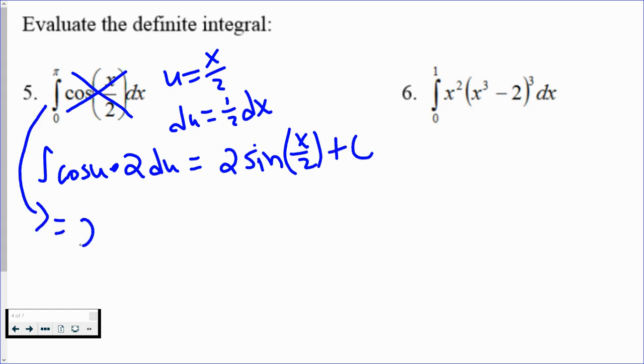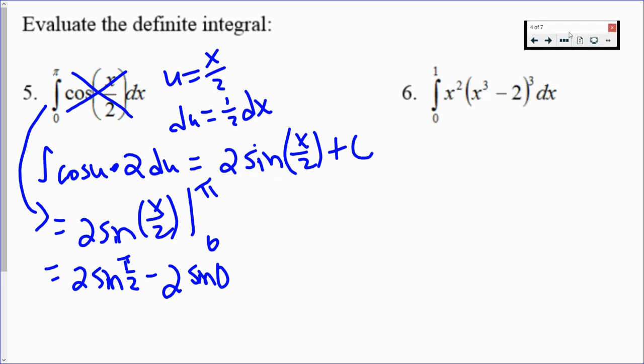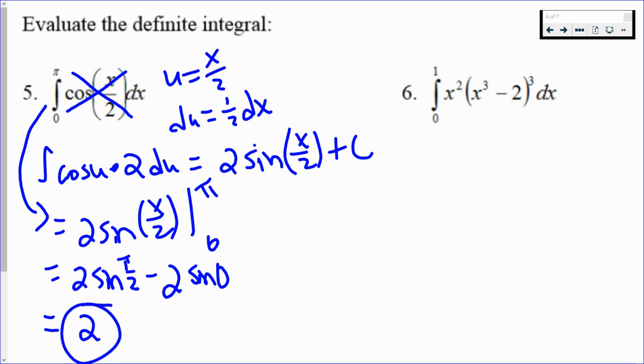So this is going to become 2 times sine of x over 2, and we're going from 0 to pi. So that's 2 times sine of pi over 2 minus 2 times sine of 0. We know that sine of pi over 2 is 1, right? Sine of pi over 2 is 1, so we have 2 times 1, which is 2, minus 2 times sine of 0. Sine of 0 is 0, so 2 minus 0 gives us 2 for the final answer here.